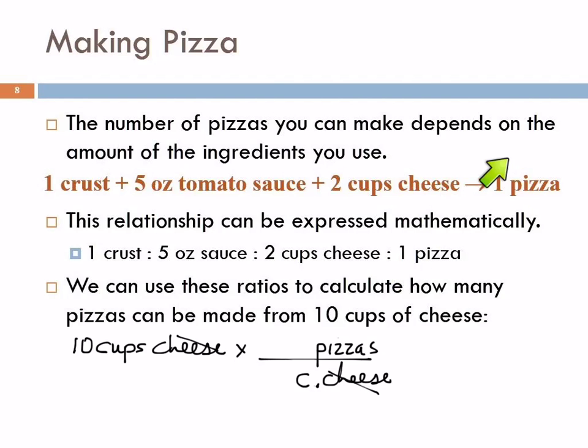We get one pizza from every 2 cups of cheese. That's this ratio, 2 cups of cheese to 1 pizza. That's not a mole ratio, but it's a ratio from the recipe. 1 pizza for 2 cups of cheese. 10 times 1 divided by 2 tells us 5 pizzas. Same answer as what we did in our heads. Everybody okay with that?